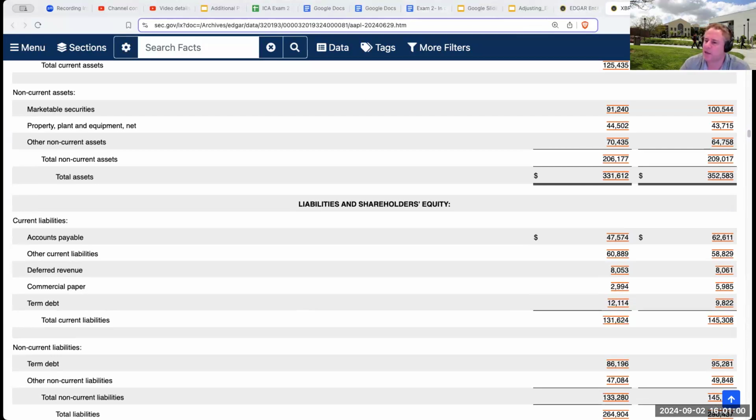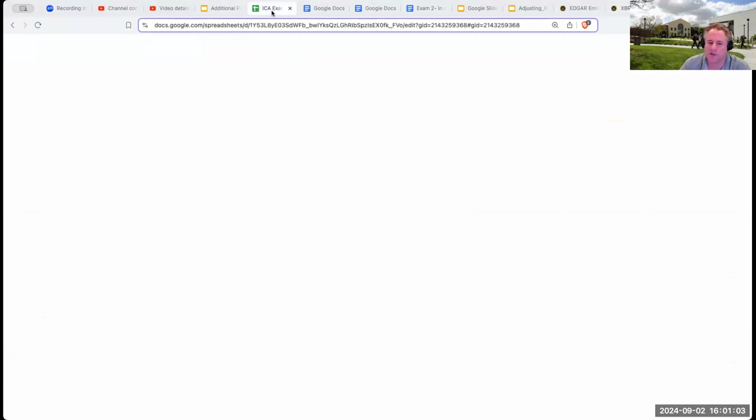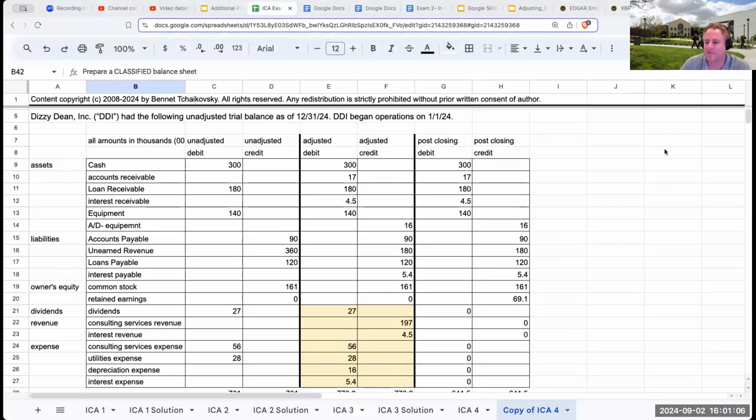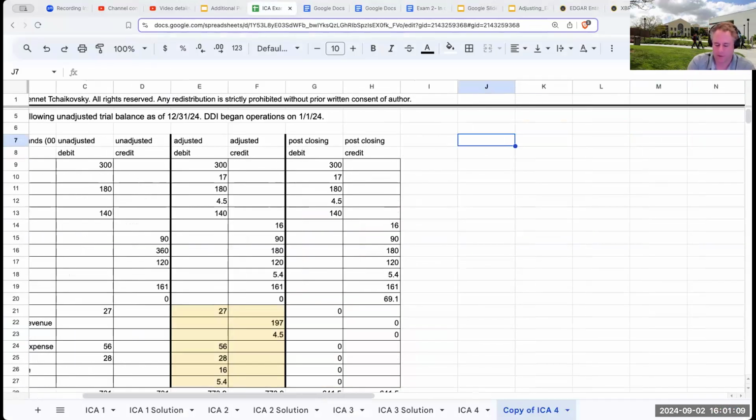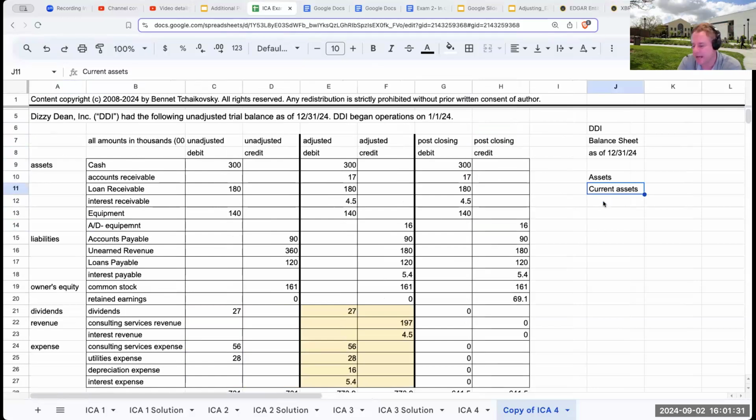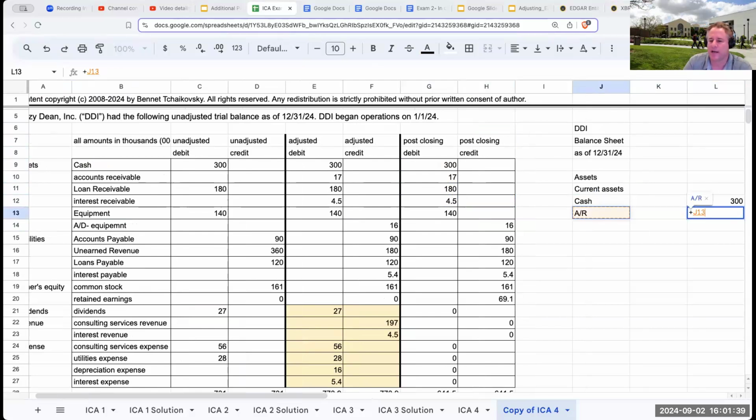So when I come over here to our question, I'm preparing a classified balance sheet. So over here, we've got DDI, balance sheet, as of 12/31/24. I start with my assets, but instead of listing out everything, I need to separate them. Current assets. Okay, what are going to be my current assets? Cash is going to be a current asset. Accounts receivable is also going to be a current asset.